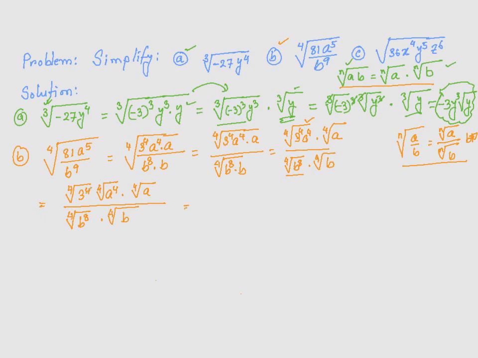Now look, fourth power and fourth root are going to cancel out. That's going to give me 3 here in the numerator. Fourth power and fourth root are going to cancel out. That's going to give me a, then times fourth root of a, divided by, now fourth root of b to the power 8. So fourth root of b to the power 8 is going to be b to the power 8 to the power 1/4. Remember, fourth root means to the power 1/4.